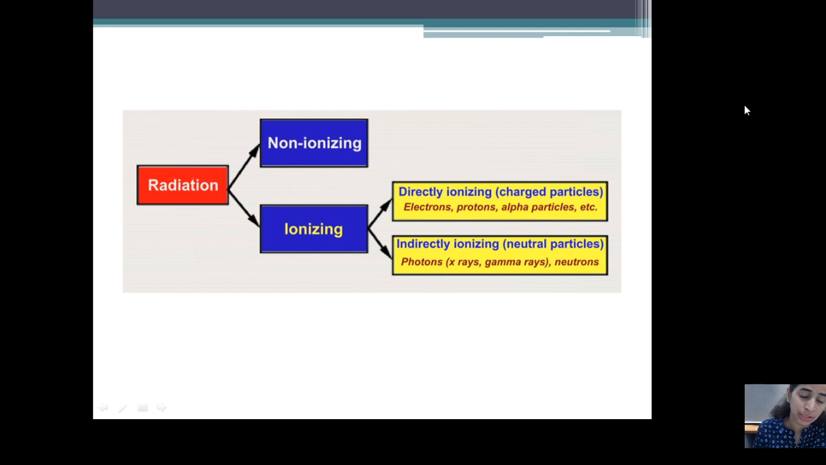So radiation is actually divided into two types. We have non-ionizing radiation and we have ionizing radiation. Ionizing radiation is the one that we are using in radiotherapy. It has two types: directly ionizing, which includes electrons, protons, and alpha particles, and indirectly ionizing, which are photons, that is X-rays, gamma rays, and neutrons.